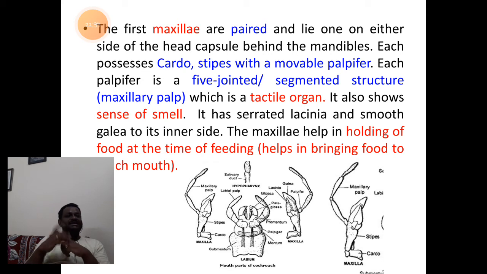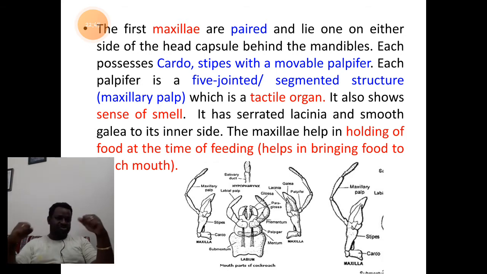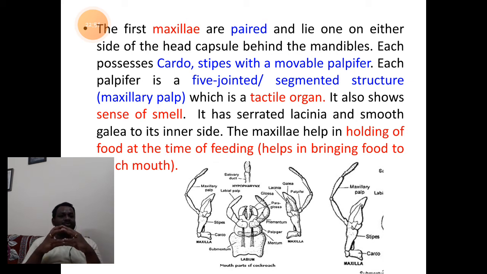These maxillae structures, as we have understood, help in holding the food at the time of feeding. So they need to have some hand-like, finger-like structures to hold the food. Each of these maxillae possesses three major parts. Part 1 is down, the cardo. Above that is the stipes. So the cardo is attached to the body.